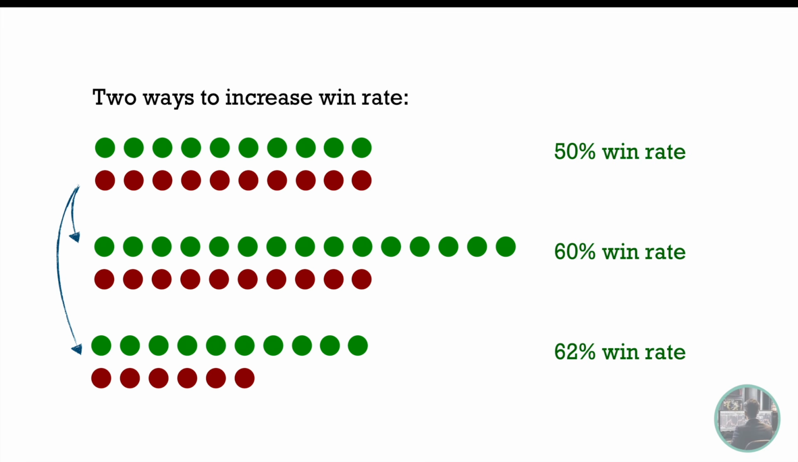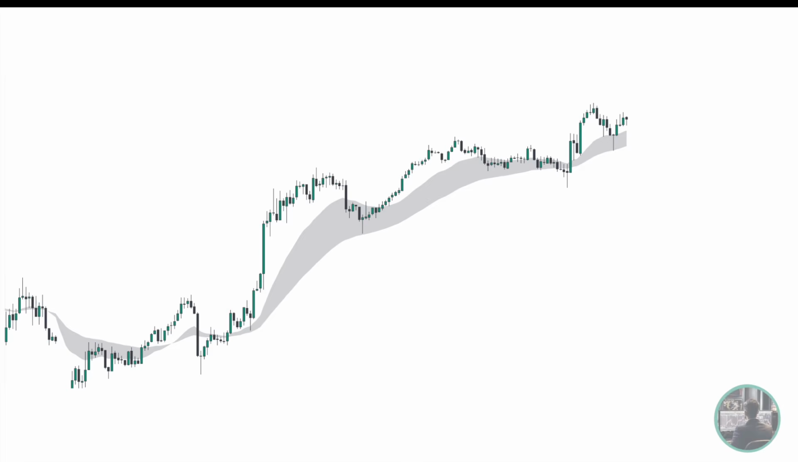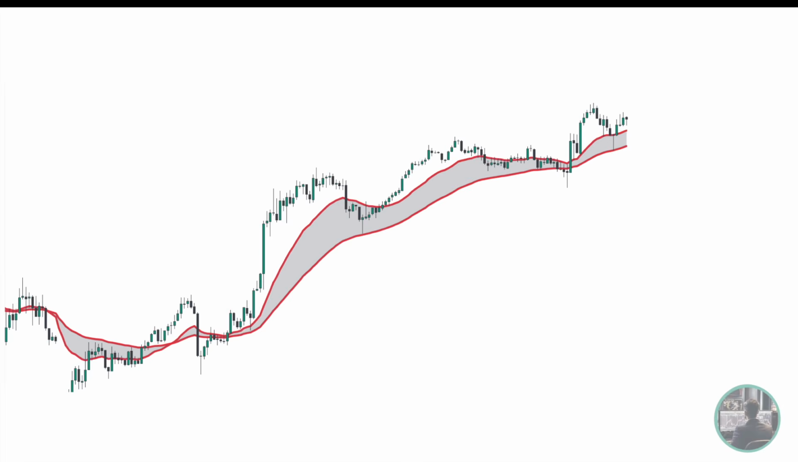So the key is to just nail a few high-quality trades, and more importantly, avoid the wrong ones that drag down your win rate. That's how you actually scale and grow quickly. Not through brute force or hard work, but through filtering and working smarter. So let's look at exactly how we do that with the EMA cloud. Now the EMA cloud is just two exponential moving averages. And the purpose of moving averages is to smooth out price action so you can identify the trend and momentum in just a few seconds.